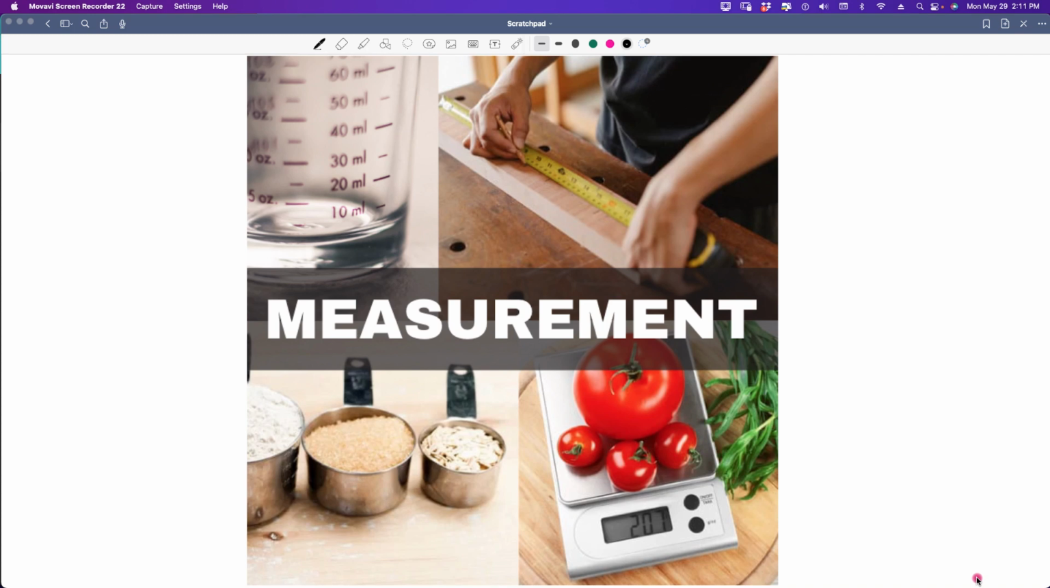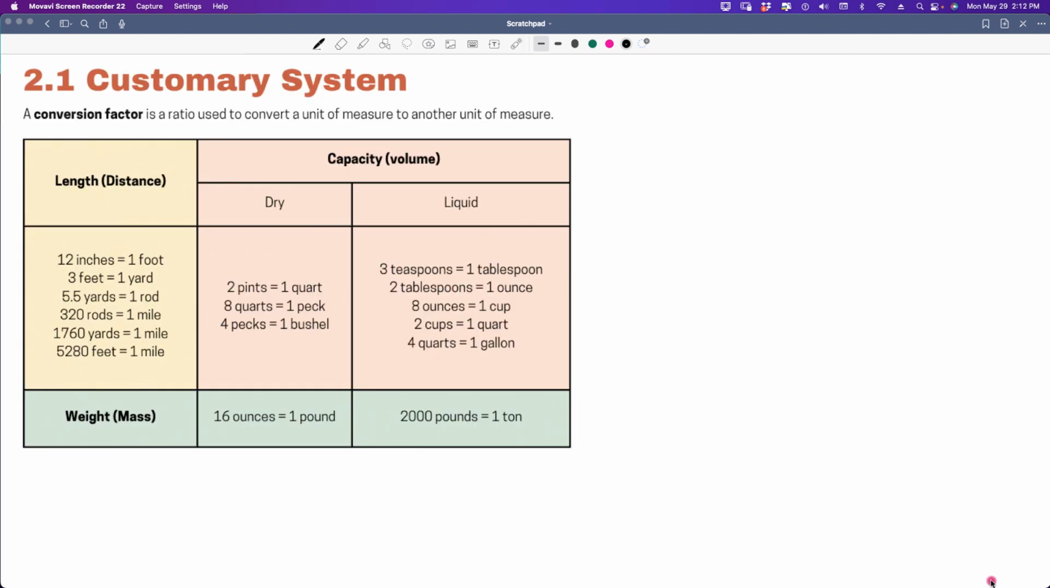Welcome, students, to Chapter 2. We're going to talk about measurement. This is Lesson 2.1. In 2.1, we're going to learn about the customary system.